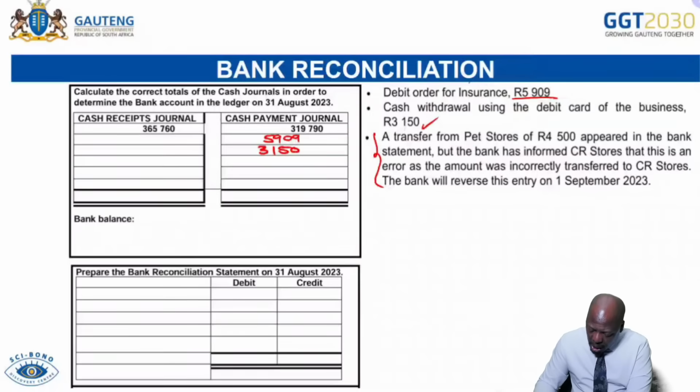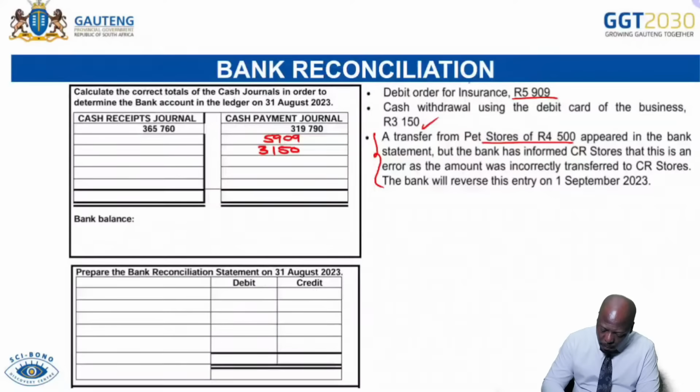And then let's hear this paragraph here. It reads, a transfer from pet stores of 4.5 appeared on the bank statement. So there's a transfer from pet stores of 4,500, which appeared on the bank statement. But the bank informed CR stores that this is an error. That simply means they credited us on the bank statement with 4,500. But we have been told that this is an error, and this amount was incorrectly transferred to CR stores, and the bank will reverse this on the 1st of September.